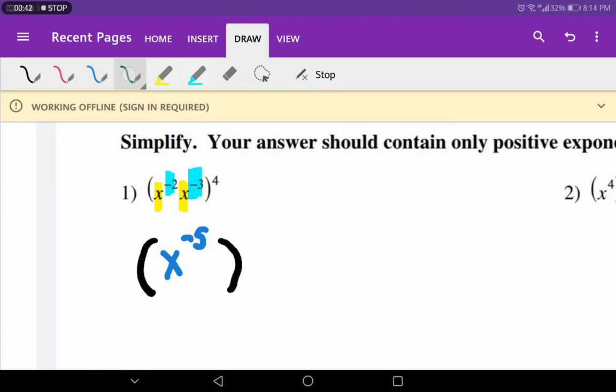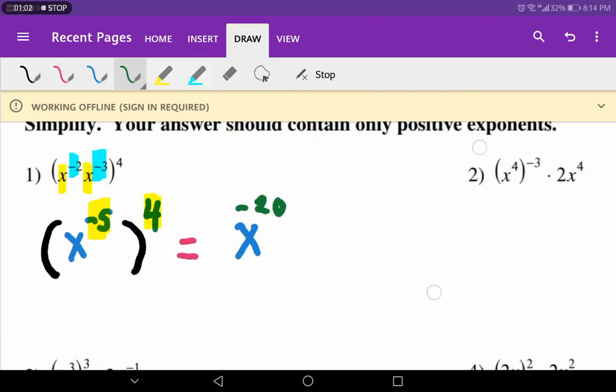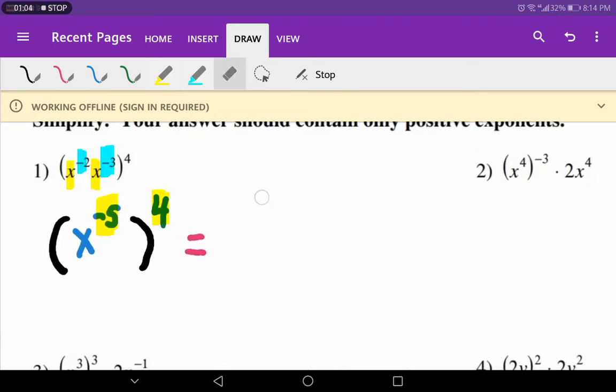And don't miss this. If you have power over power like this one, my dear student, just multiply 4 by negative 5. So the answer will be x with negative 20. Are you happy? Let's move to the next one here, number 2.